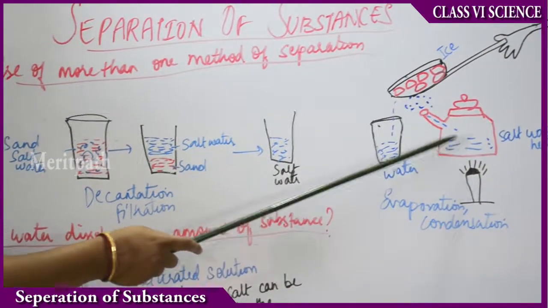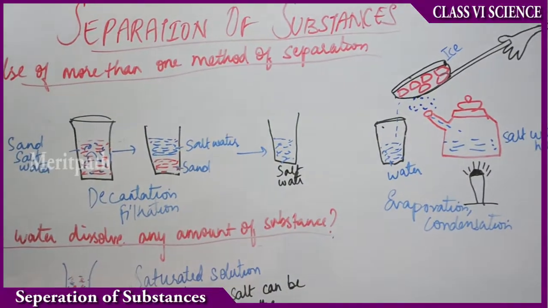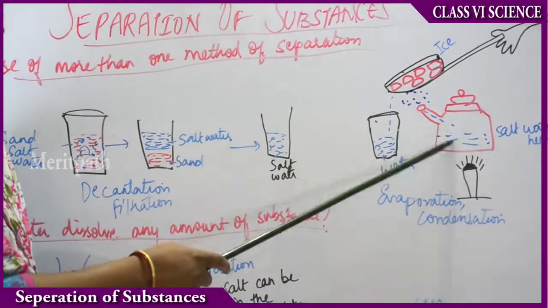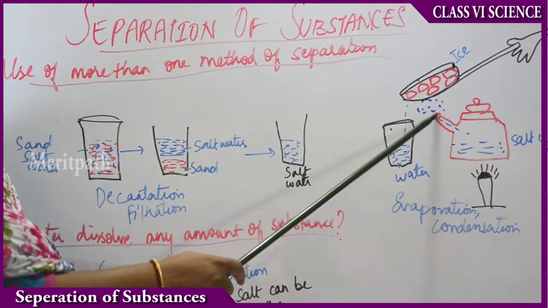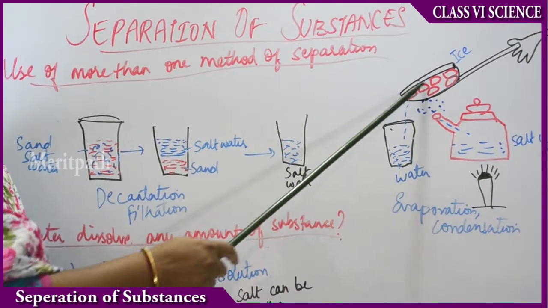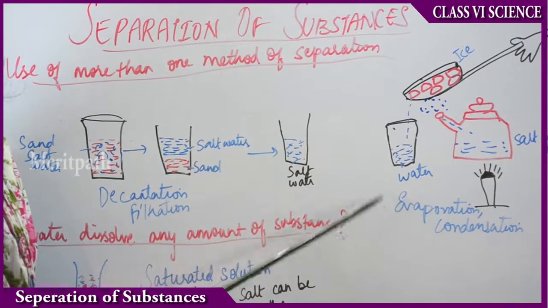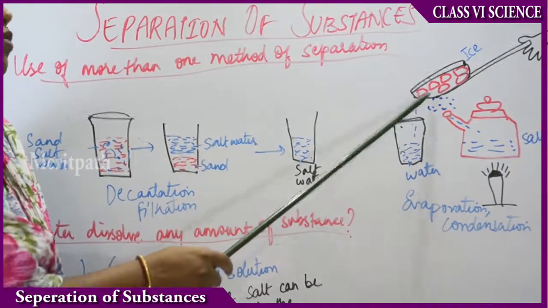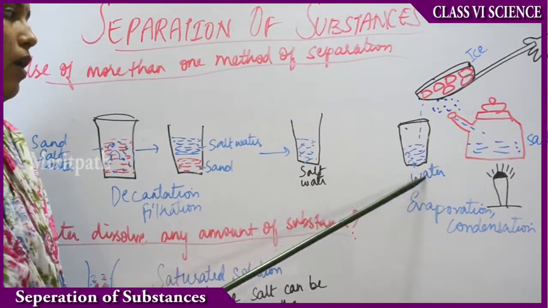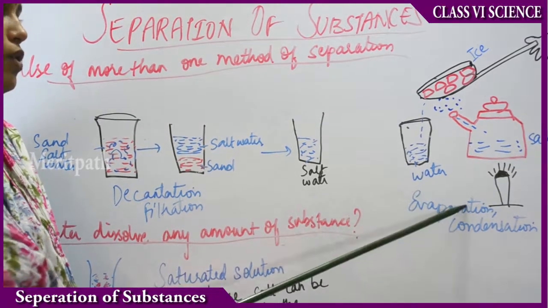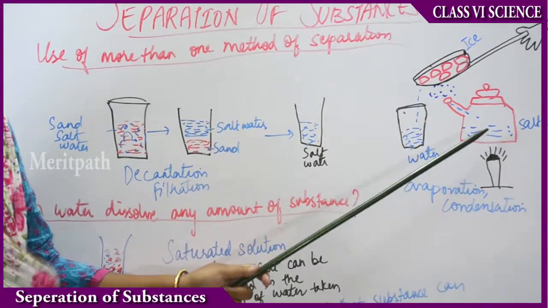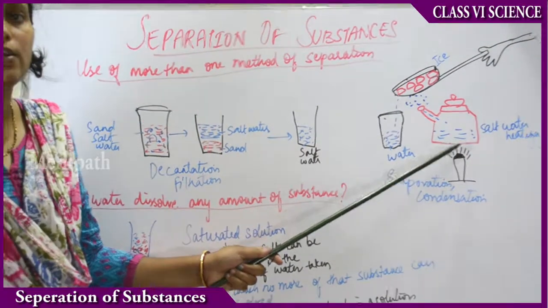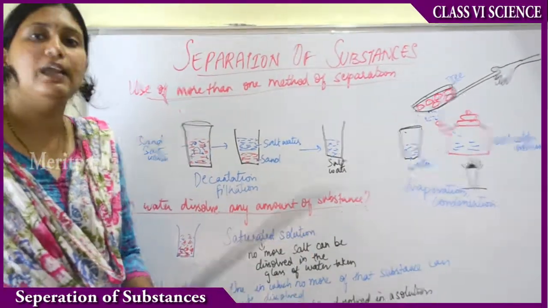Water is heated by the process called evaporation. By the process of evaporation, water turned into water vapor and became steam. This steam was cooled with the help of ice. Then condensation happened, and the steam turned into water again. So here evaporation happened and condensation happened. After the total water was evaporated, only the salt was left behind in the kettle.